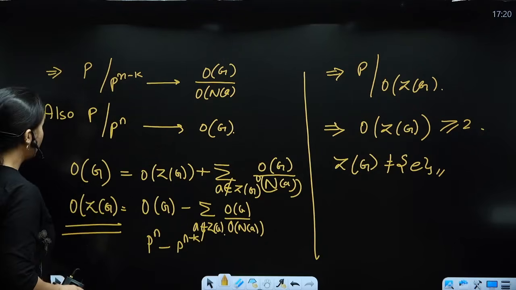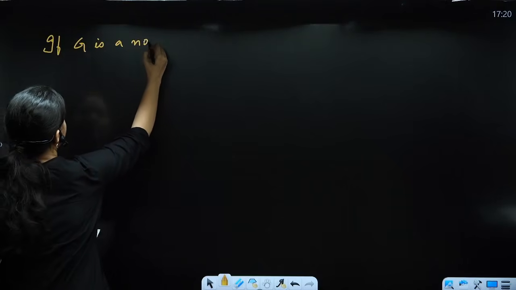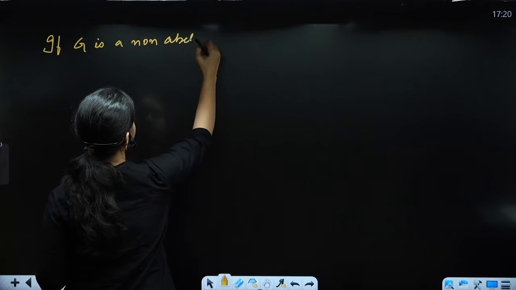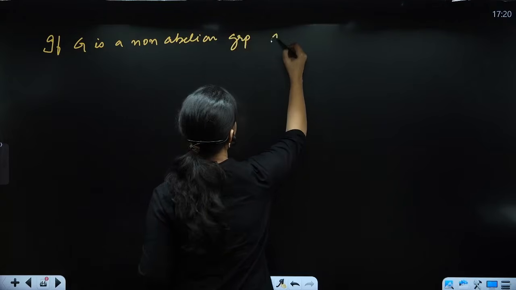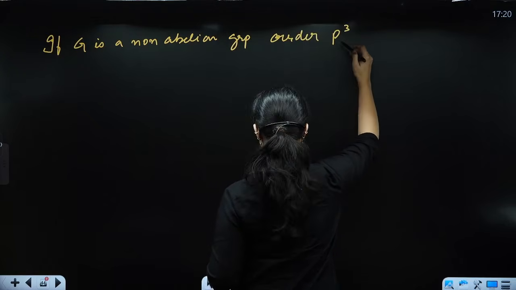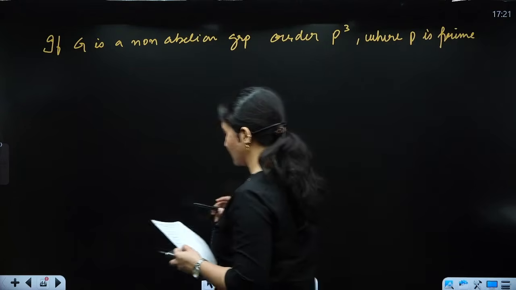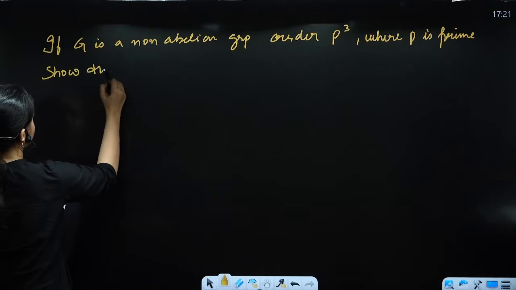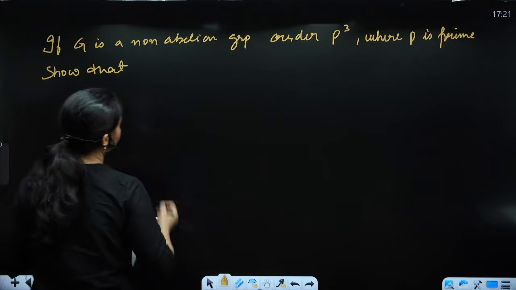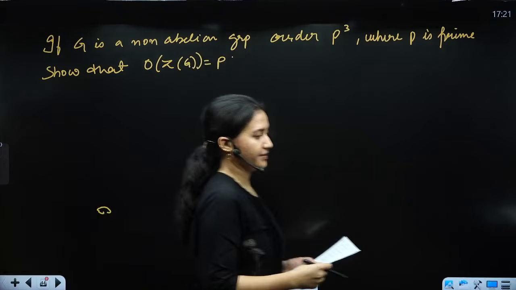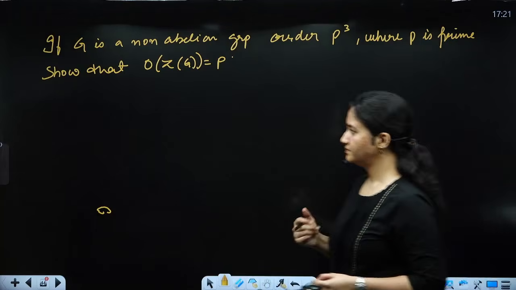Clear? Let's take today's final question. This is going to be relatively easier. If G is a non-abelian group of order P cube, where P is a prime number, then prove that order of ZG is P. Now this will be done even without the class equation, there is no difficulty in solving this, right?